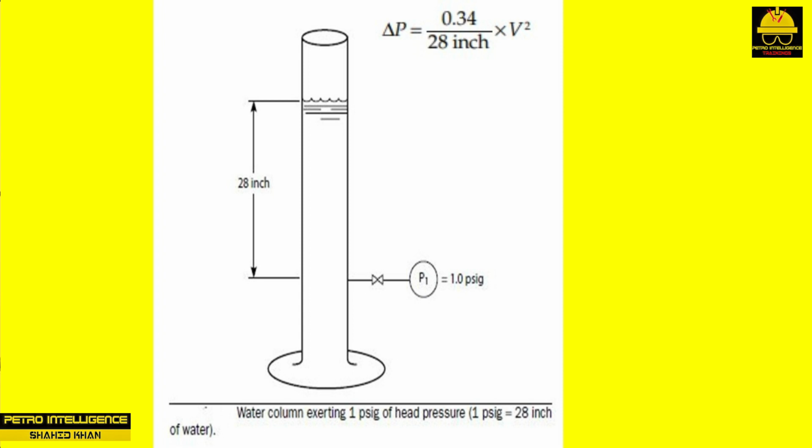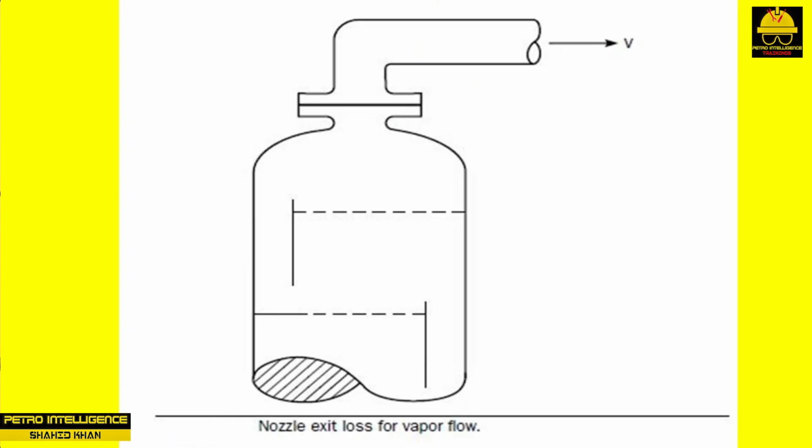But perhaps we have gasoline flowing through the hole. The density of water is 62 pounds per cubic foot, the density of gasoline is 40 pounds per cubic foot. Since the weight, or pressure head, of a column of fluid is proportional to its density, we calculate delta P equals 0.34 divided by 28 inches times 40 divided by 62 times V squared. Again, delta P is the pressure drop, in psi, of the gasoline escaping through a hole in the bucket.